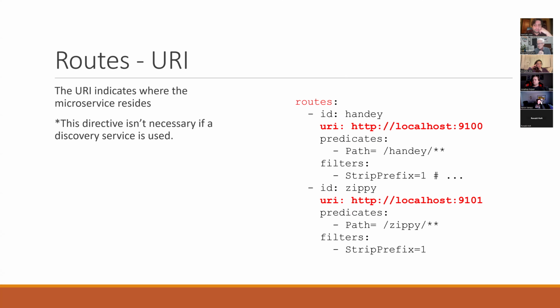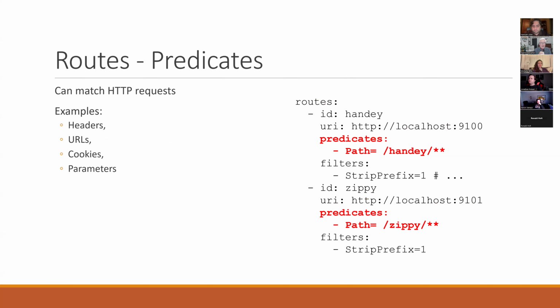Now, this directive, the URI directive, is not necessary if I'm using service discovery, which I'm going to go over a little bit today too. But if you don't have service discovery, then I put the URI in there. So what happens is when I need to get to the handy microservice, I know the IP address and/or the host and the port that I'm going after. Very simple.